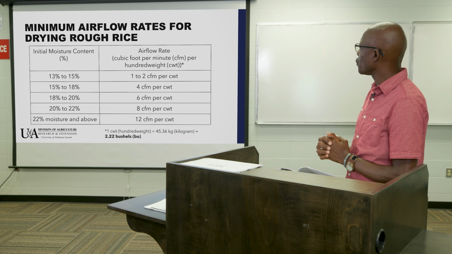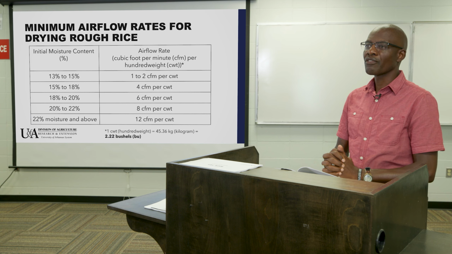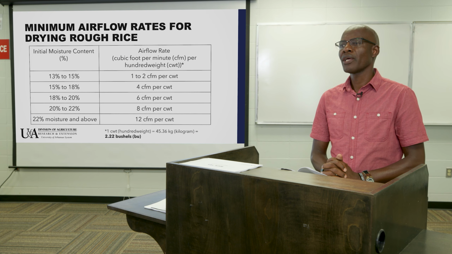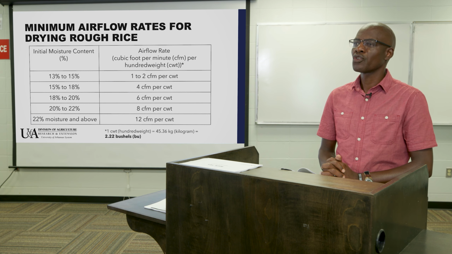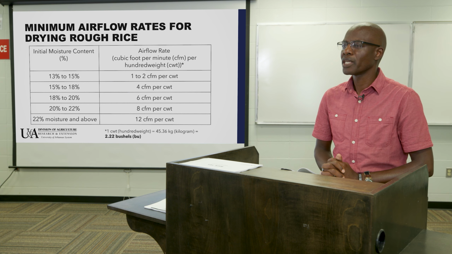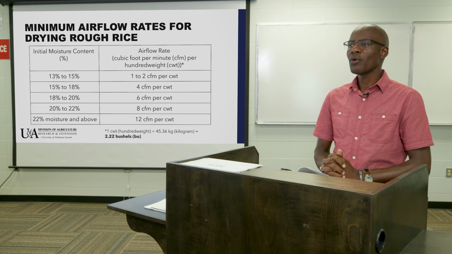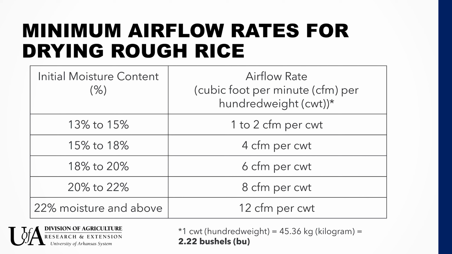Finally, I want to present to you the minimum airflow rates for dry rough rice. And this minimum airflow rate is dependent on the moisture content of that rice. In the first column, you see the initial moisture content of the rice. In the second column, you see the airflow rate indicated in cubic feet per minute per hundredweight of grain. And so at lower moisture content, 13 to 15%, we need about 1 to 2 cubic feet per minute per hundredweight. But as we increase that moisture content, or when we harvest that rice at a higher moisture content, there's a need to increase the airflow rate that we would put in that grain.